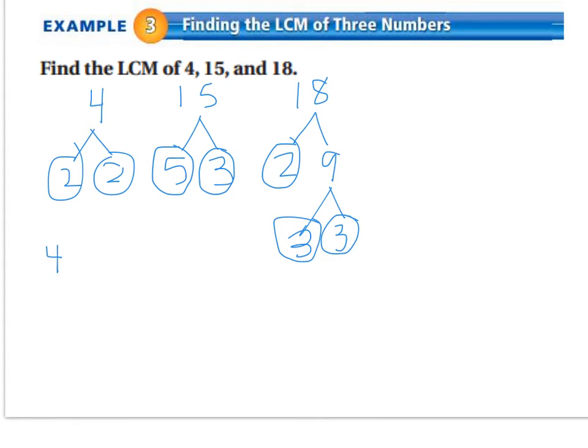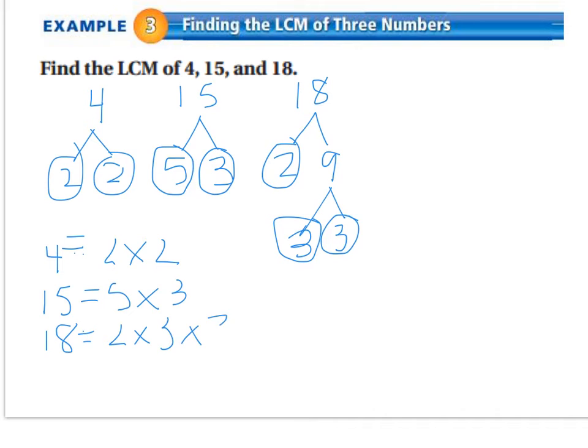So for 4, it's 2 times 2. For 15, 5 times 3. And for 18, 2 times 3 times 3. Now again, what I'm going to do is look for each number in the row that it occurs the most often. So I see that there are 2 2's in 4 and only 1 2 in 18, so I'm going to circle the 2 2's from the 4.